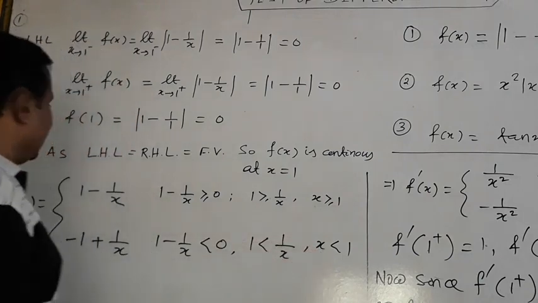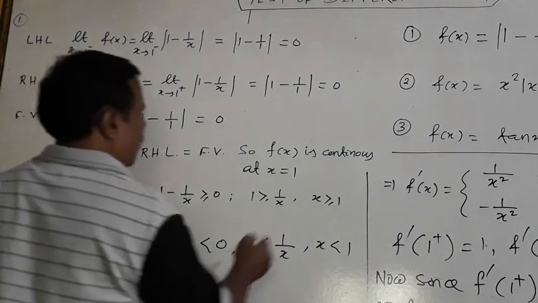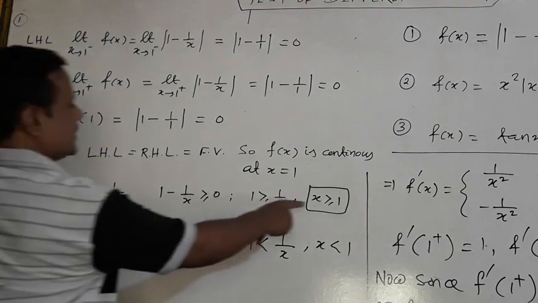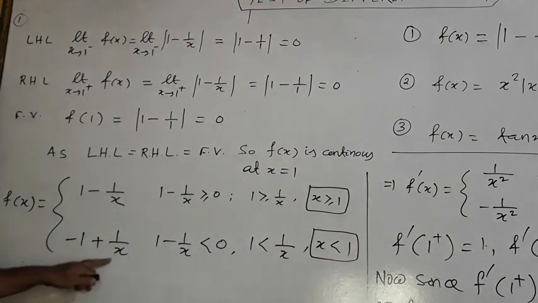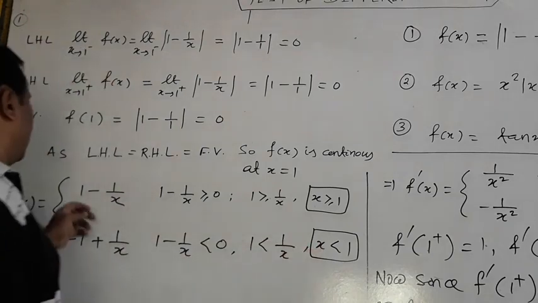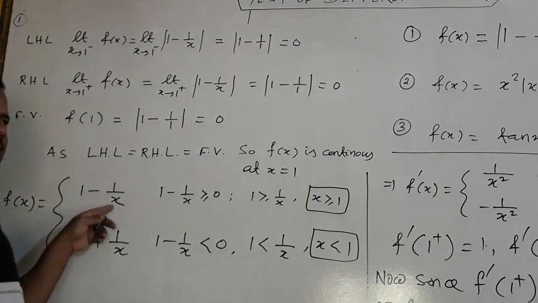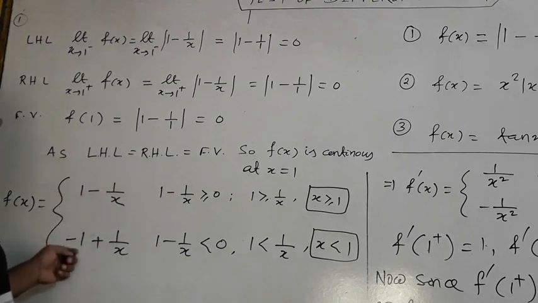I am rewriting, now I am taking the differentiation. Look here. f(x) is equal to 1 minus 1 by x for x greater than or equal to 1. f(x) is minus 1 plus 1 by x for x less than 1. Now f dash x is what? Derivative of 1 is 0. Derivative of 1 by x is minus 1 by x square. Minus minus is plus 1 by x square. And for the other, its derivative is 0, so it is minus 1 by x square.